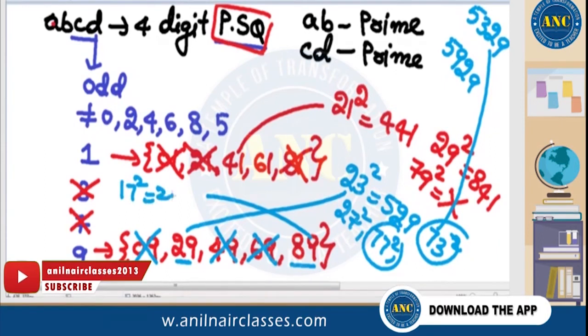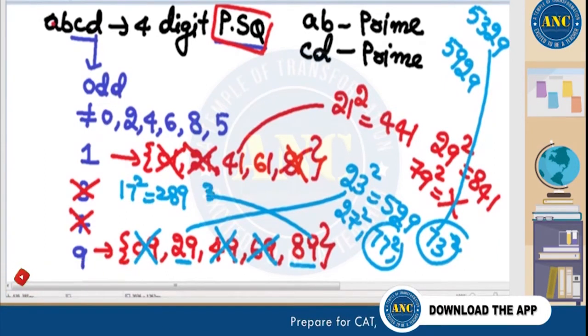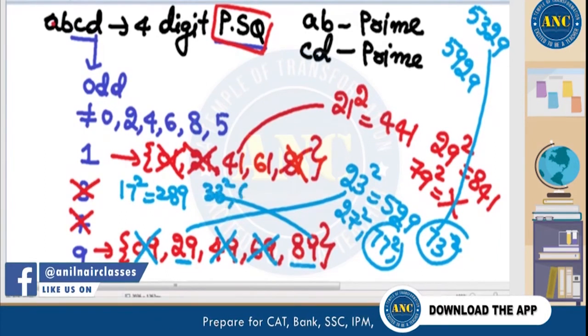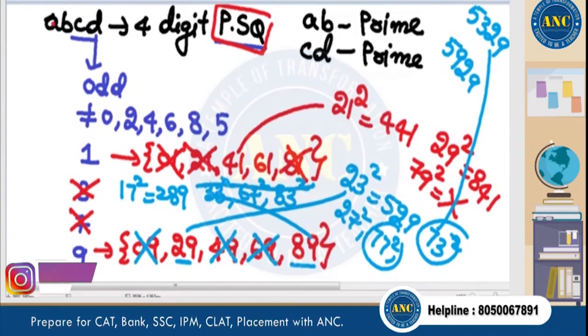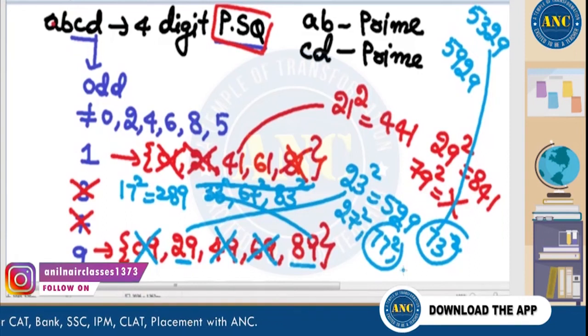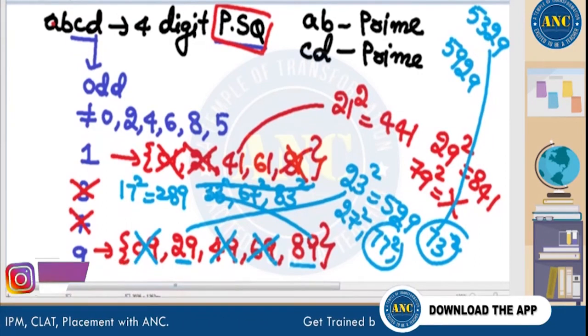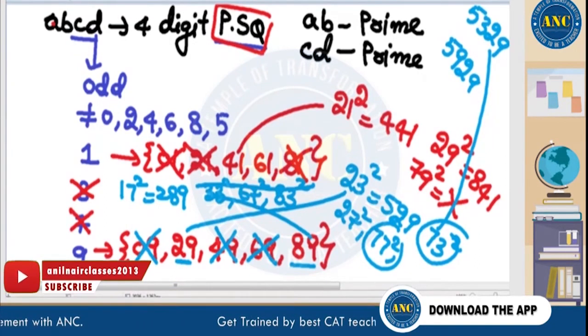17 square is 289. 50 minus 17, 50 plus 17, 100 minus 17. None of them will satisfy. I hope it is clear.